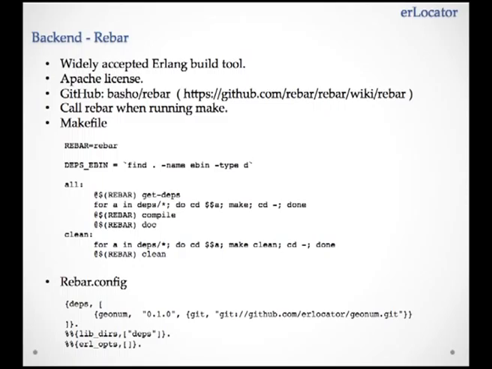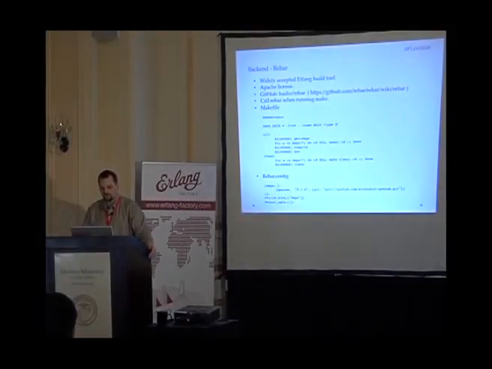There's an example of a makefile there. This is a pretty standard makefile. The only thing that's at all different about it is that it calls document as well as compile and get-deps. And then in the configuration at the bottom, you can see that we've configured it to go and get a dependency. Very easy, very straightforward. Any experienced software engineer shouldn't have any trouble picking it up.